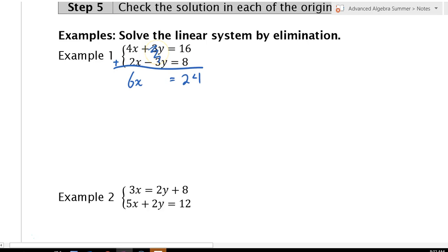Now, that idea of canceling out is where elimination comes from. It tries to eliminate a variable and get one by itself. So if we divide by 6 here, I'll get x is equal to 4. And then I can plug that into either equation to find my y value. So I'm just going to use the top one, so 4, and I'm plugging in my x.